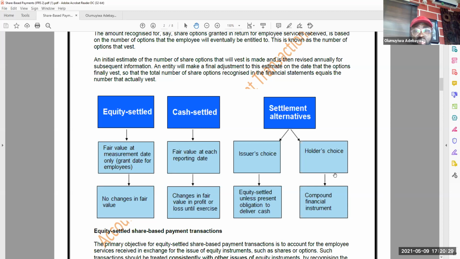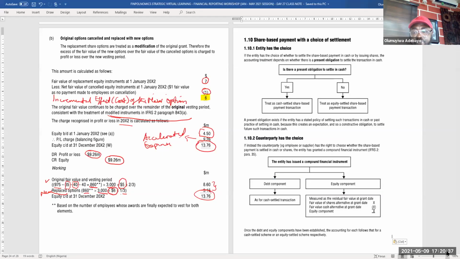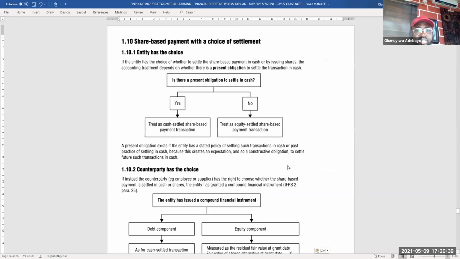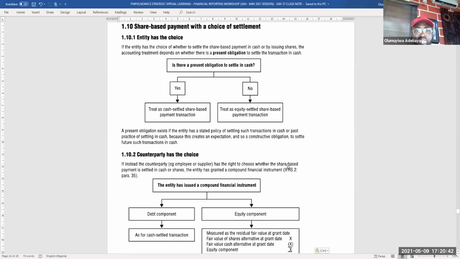And to discuss that further, I want somebody to read this out and we will discuss it and use a practical illustration to explain it. Can somebody read this out and discuss it extensively?